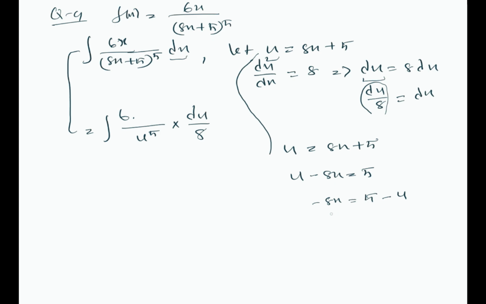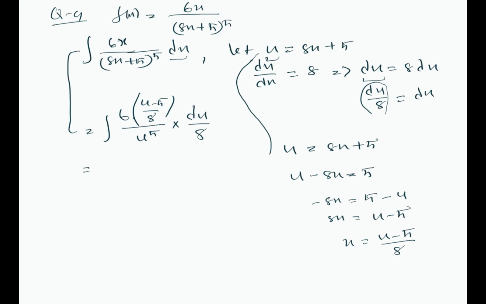So I can write 8x is equal to u minus 5, and then my x is equal to (u minus 5) divided by 8. So this is the x. In place of x I can write this (u minus 5) divided by 8. Okay, so everything is fine.